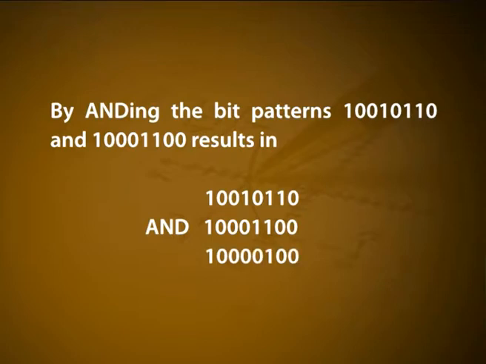These operations can be extended to operations that combine two strings of bits to produce a single output string by applying the basic operation to individual column bits. For example, ANDing the bit patterns 10010110 and 10001100 results in 10000100. The OR operation and XOR operation can be performed on two strings of bits in the same manner.